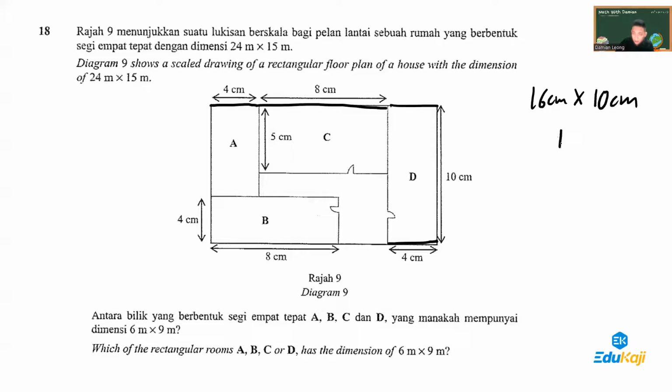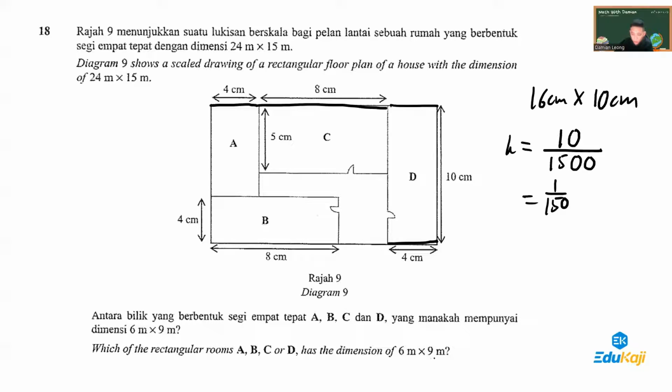I take the length of image over the length of object. 15 meters means I times 100, 1500 cm. So it's 1 over 150. That's the scale.